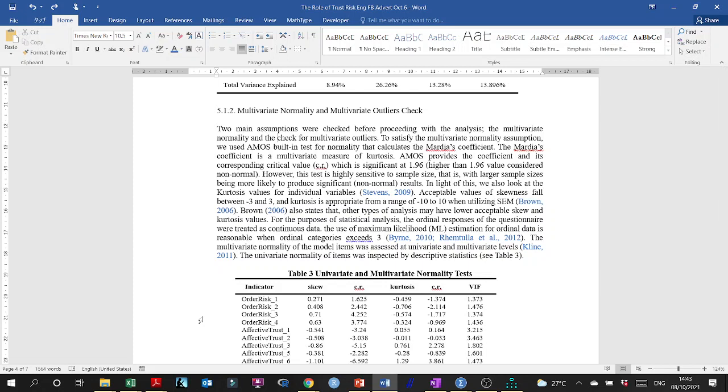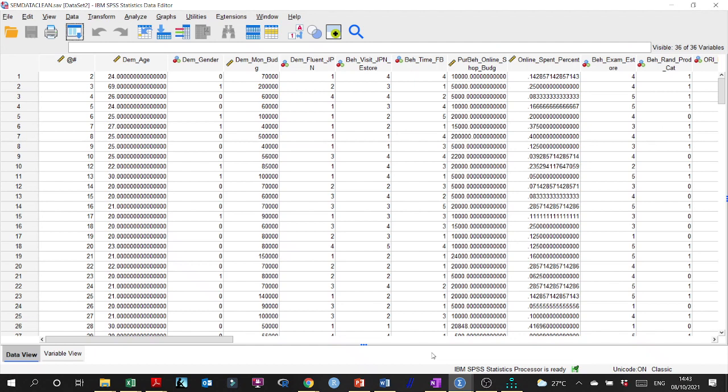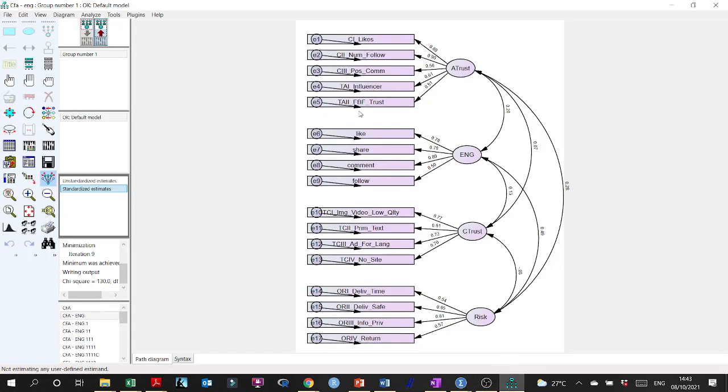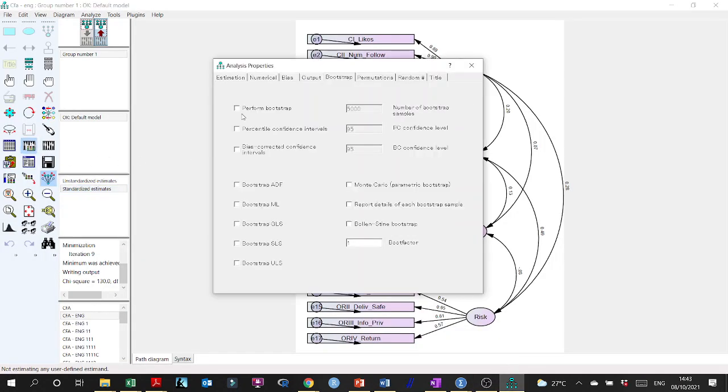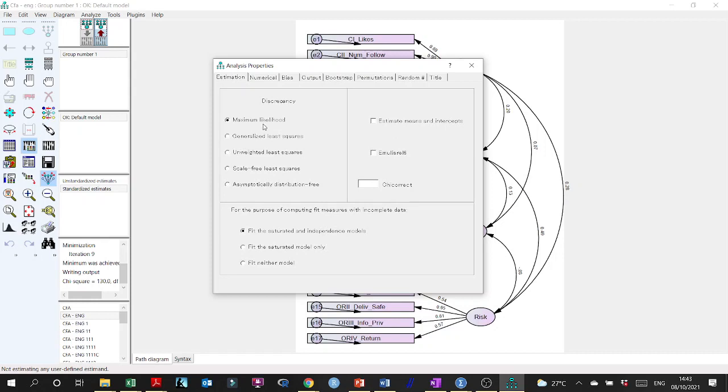However, I need to explain that. Why do we need this assumption? We need this assumption because for me, I'm going to use the AMOS program. And in the AMOS program, the best estimation method is the maximum likelihood. There are other estimation methods you can use, especially if your data is not normal, meaning most of the data in the real world is not normal.